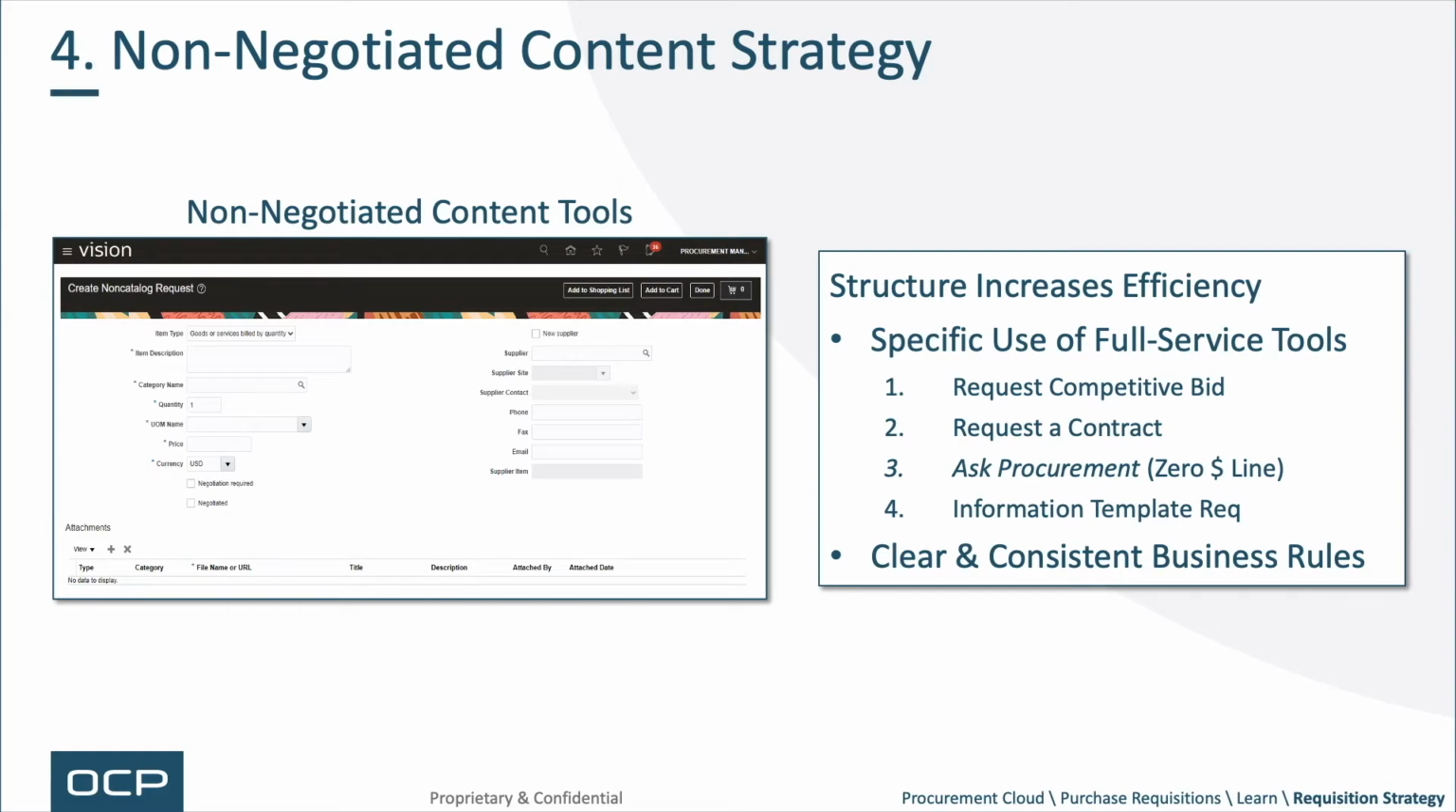All these strategies, you want to have good process and good measuring. And then there's information templates, etc. So those are some of the tools we can use to structure non-negotiated content, meaning requesters requesting something that isn't in a catalog. But we also want to make sure that our business rules are clear and consistent. So that's a little bit of what we talk about with a non-negotiated content strategy.